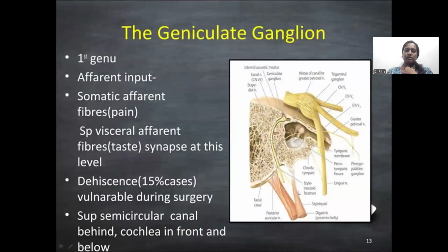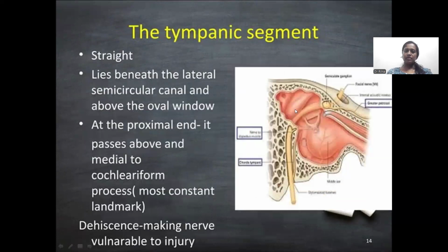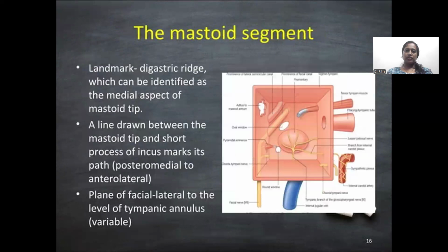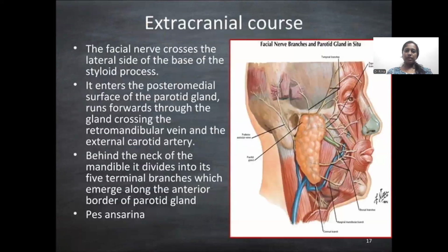And again, these are the various ganglia related to the facial nerve. That is the geniculate ganglion. And this is the tympanic segment. Tympanic means within the ear canal. And this is the second genu, where it enters the mastoid segment.